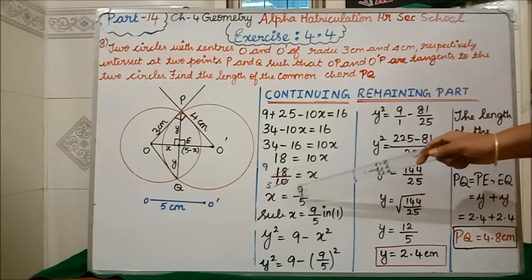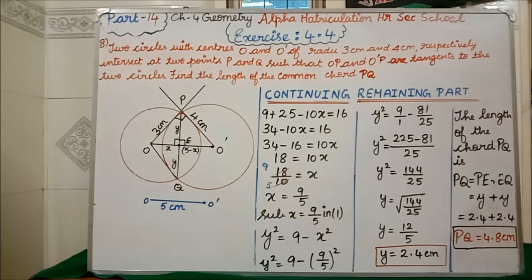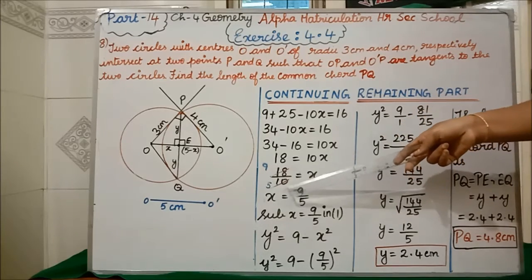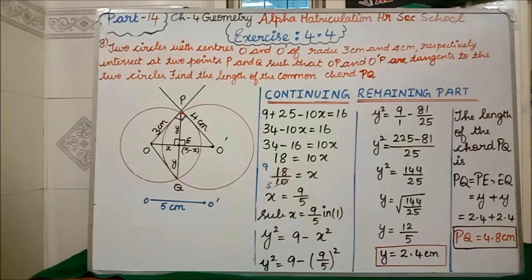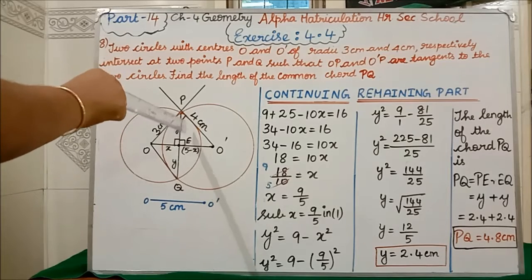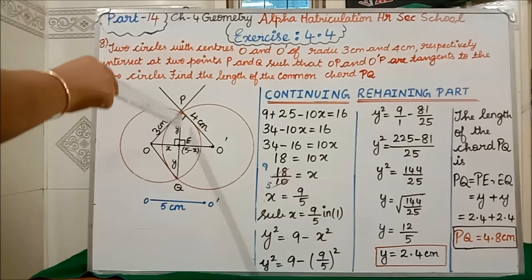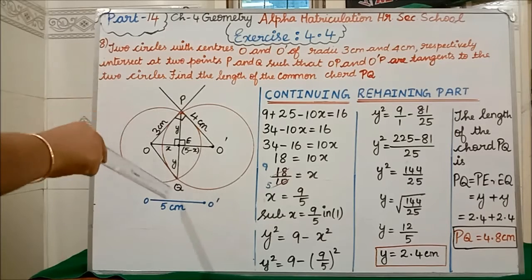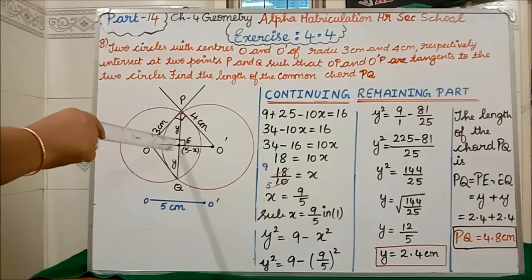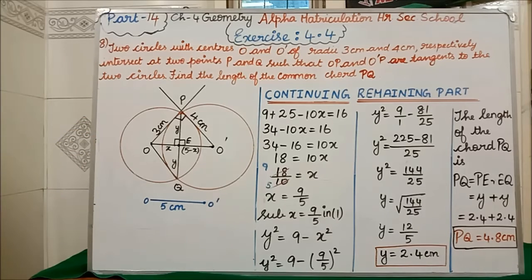So if you divide 18 by 10, both 18 and 10 go in what table? 2 table. In 18, how many times does 2 table come? 9. In 10, how many times? 5. So x is equal to 9 by 5. Clear? Now what do we have to find? We have to find the length of the common chord PQ. See, where do we have the common chord PQ? This is the common chord PQ, which means we have to find the y value only. If we find the y value and add the two values, you will get the full chord. Isn't it? Because from P to E we have y, and E to Q we also have y.